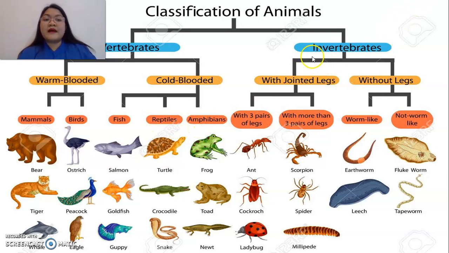So how about invertebrates? So we have animals with jointed legs and animals without legs. Okay, so there are animals with three pairs of legs, with more than three pairs of legs, worm-like and not worm-like. So what are the different groups of invertebrates? Let's start.